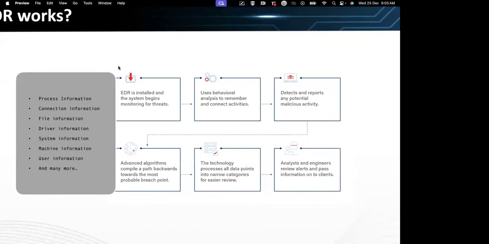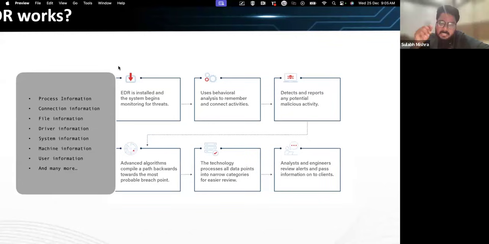Yes. In short, it is collecting each and every mouse click, each and every click of your host. It is collecting all your data. So more data is equal to more visibility. So that is where the first difference is.